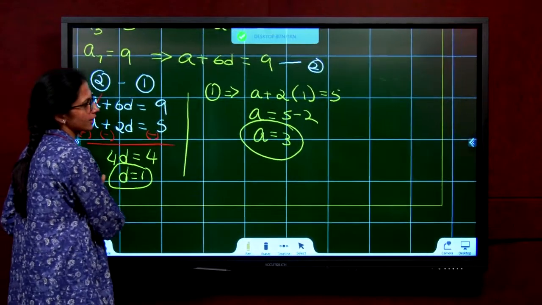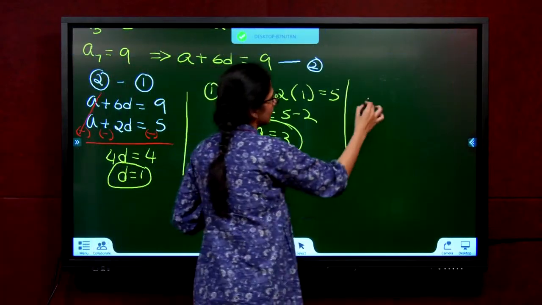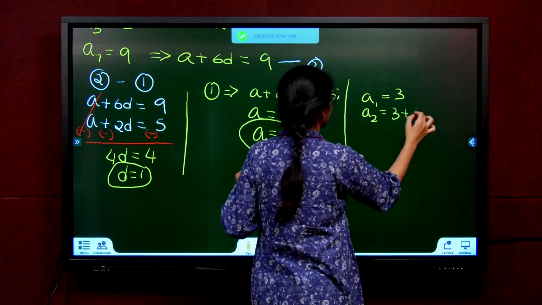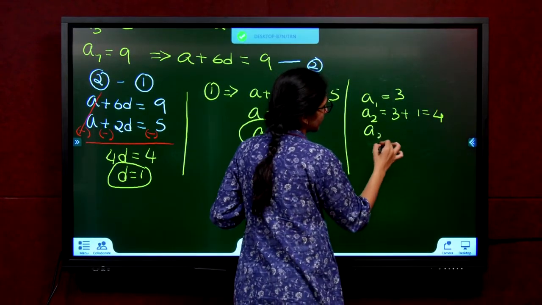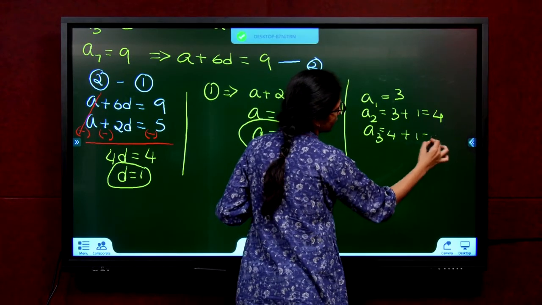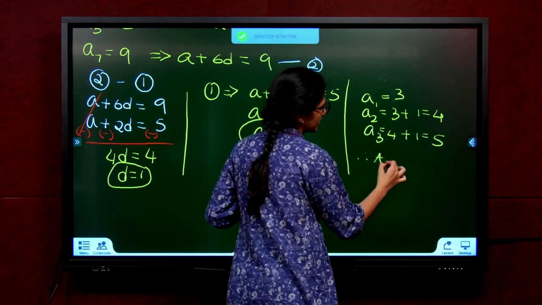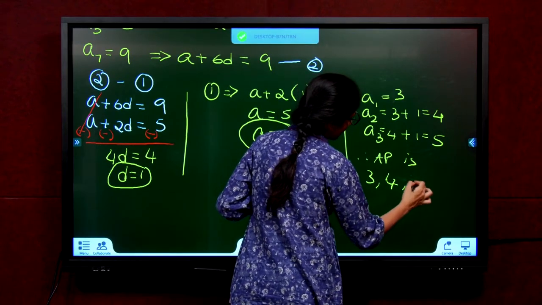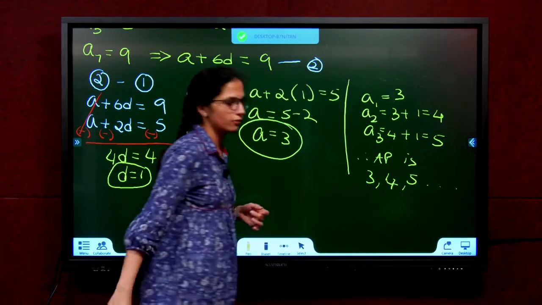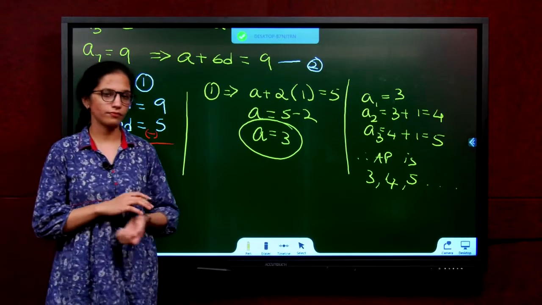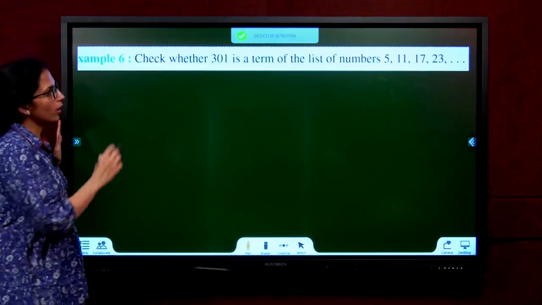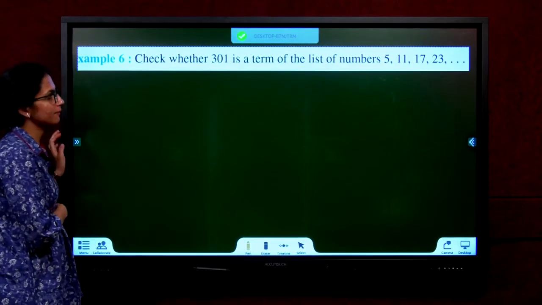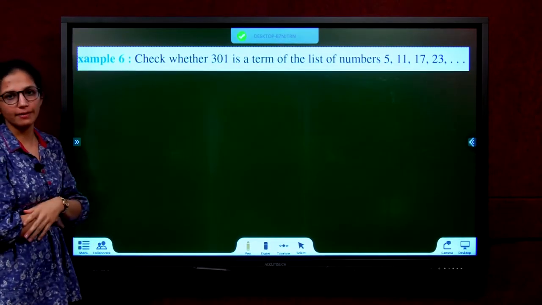Can we find the AP now? Easy. What is the AP? A1 is 3, A2 is 3 plus 1, 4, A3 is 4 plus 1, 5. Therefore, the AP is 3, 4, 5, dot, dot, dot. That means it can continue. So check whether 301 is a term of the list of numbers. That means check whether 301 exists in the AP.